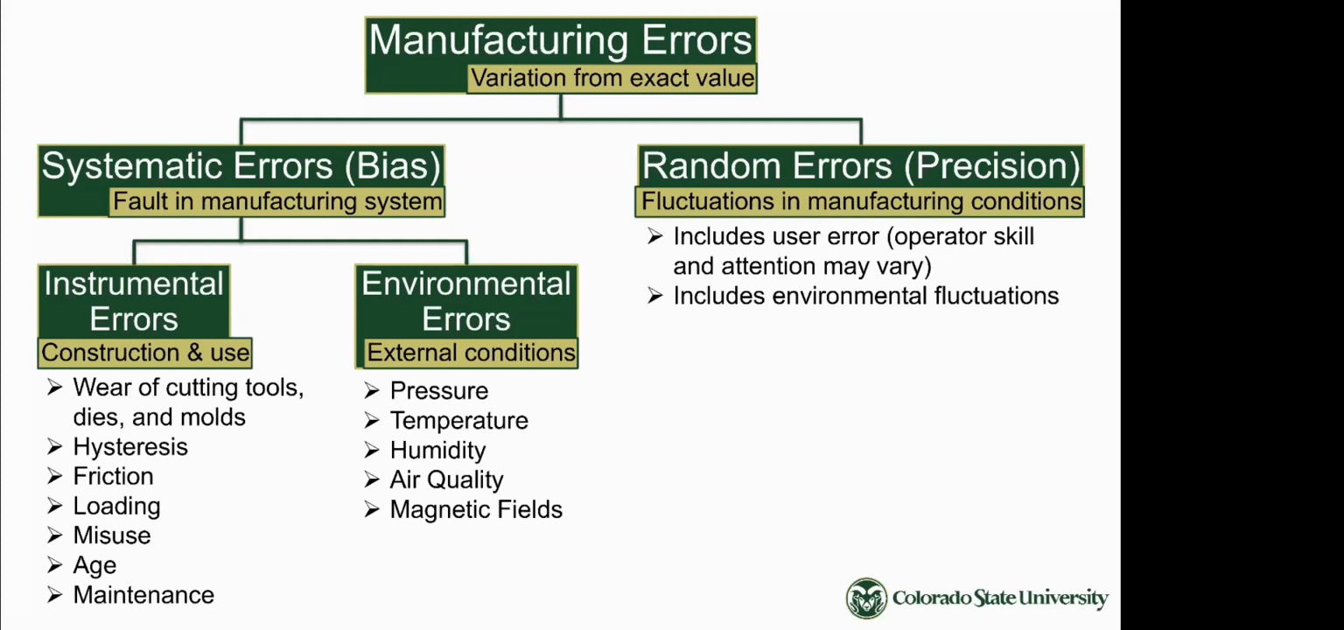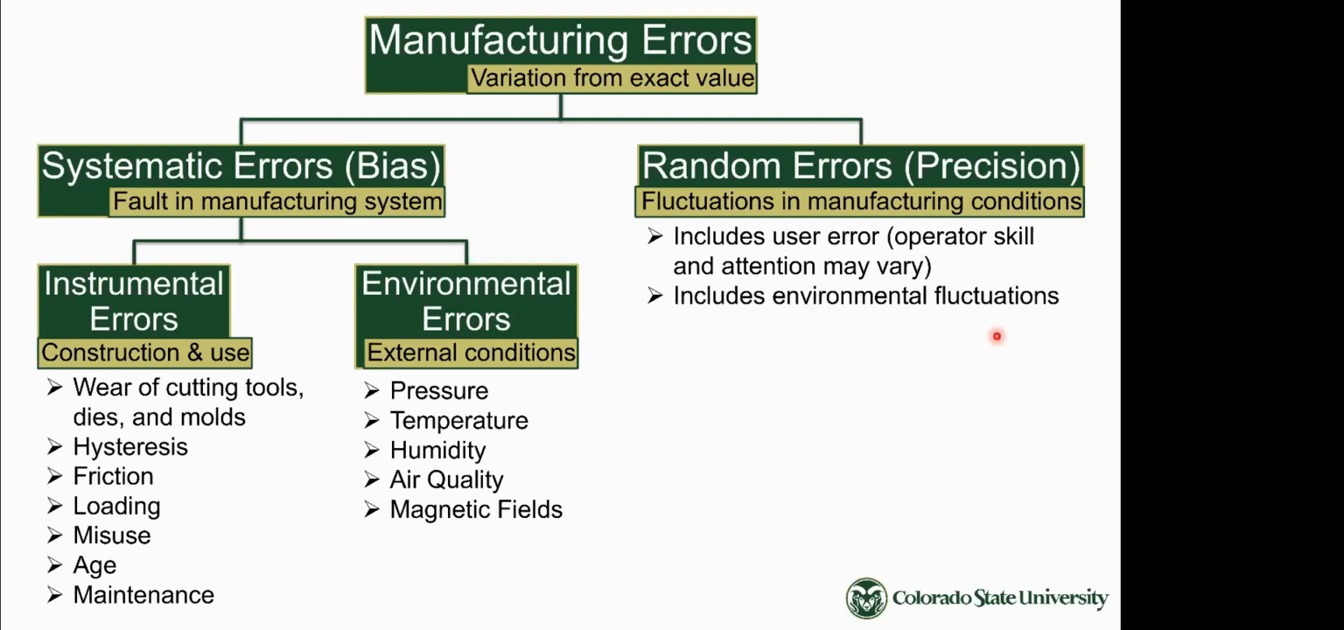And then we have random or precision errors. These precision errors are the noise, quote unquote, in the system, which fluctuates seemingly randomly. And this could include user error. If you have different operators using the machines at different times, they have different levels of skill, and so they might end up producing the part to a different quality.